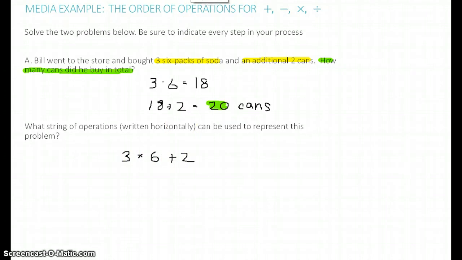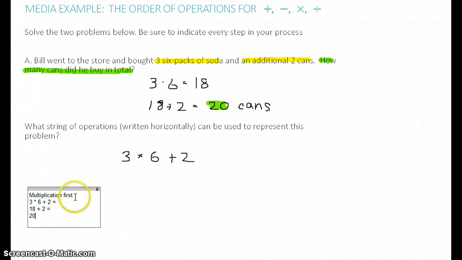So let's see what these would look like. So if we did the multiplication first, we would have 3 times 6 plus 2, and from left to right, 3 times 6 is 18 plus 2, and then we'd add the 18 and the 2 and get 20 like we did before.